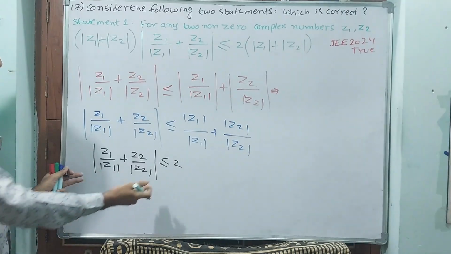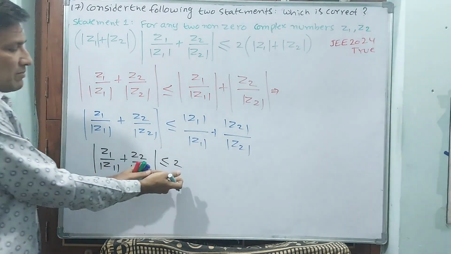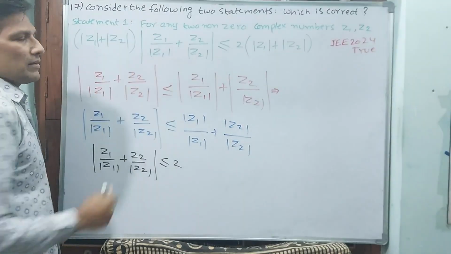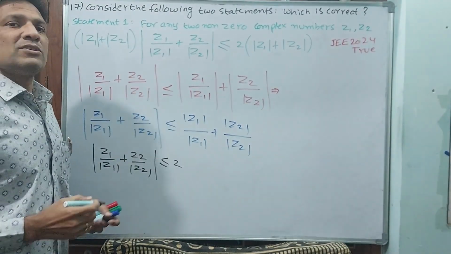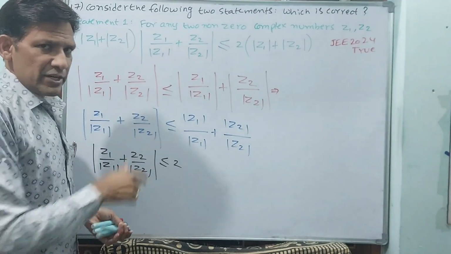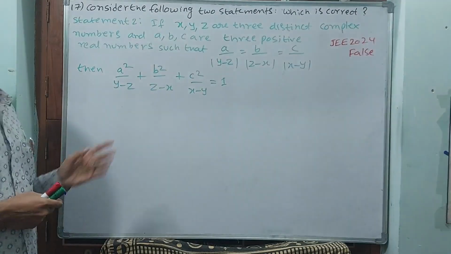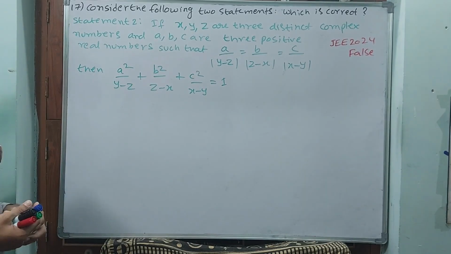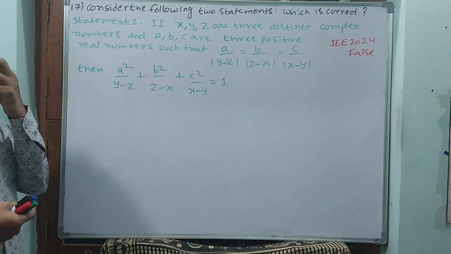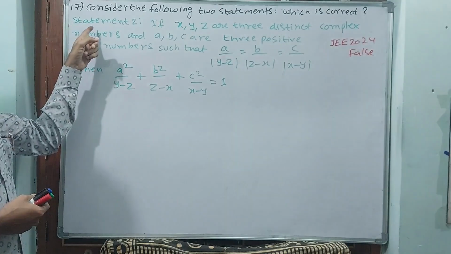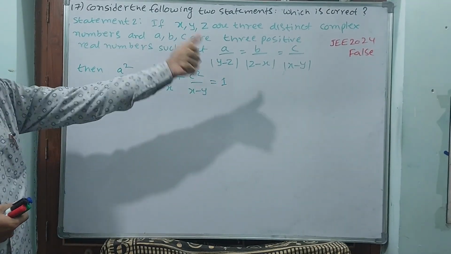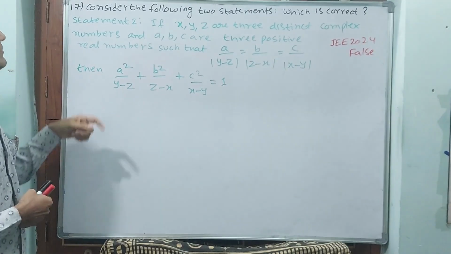Okay, whenever this portion has become less than or equal to 2, then less than or equal to 2 is okay. The statement is true. Now let us go for the second statement in the same question. Consider the following two statements. Which one is correct? The first statement is over. Now we are seeing the second statement. The first statement was true. The second statement is false. But how it is going to become false, we will see.